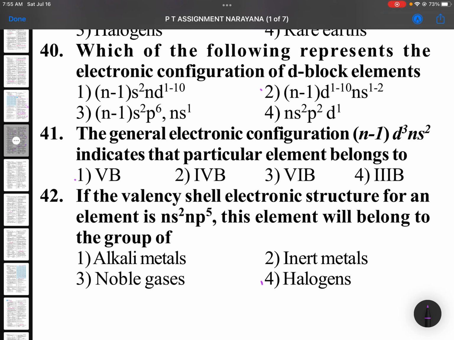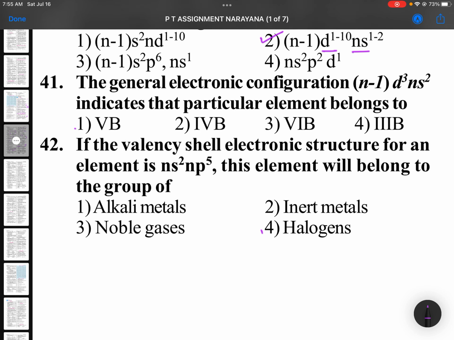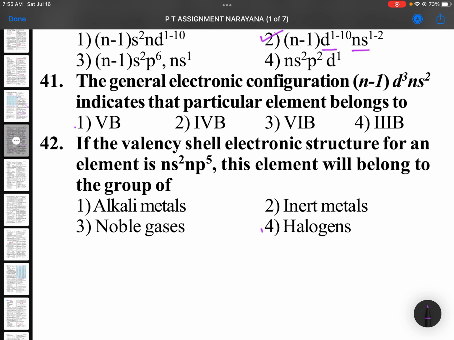Which of the following represents the electronic configuration of d block elements? 1 to 10, ns1 to 2. The general electronic configuration (n-1)d3 ns2 indicates the element belongs to d3 and 2, like 3d3 4s2. So this is the fifth B group, vanadium related.